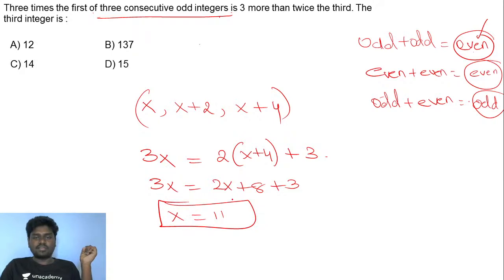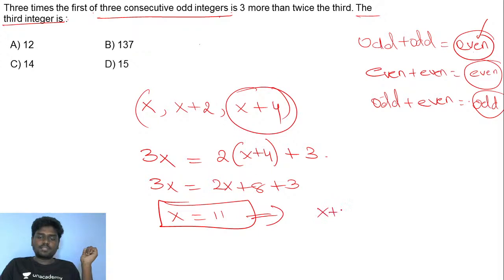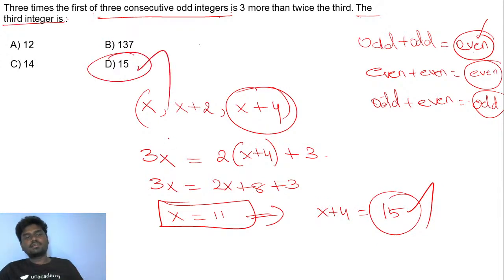You got the value of x is equal to 11. They are asking you to find the third integer. The third integer is nothing but x plus 4. So it's going to be 11 plus 4. So the third integer here is option D, 15. That's it. Right?